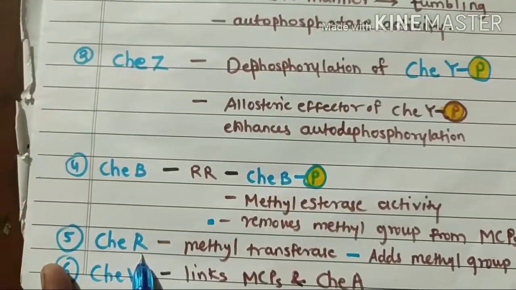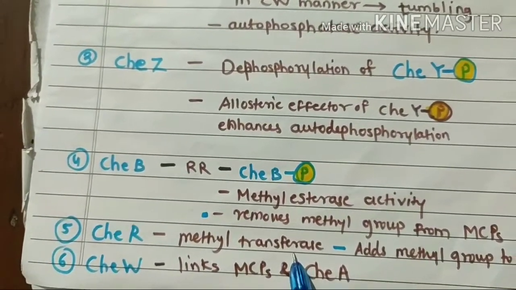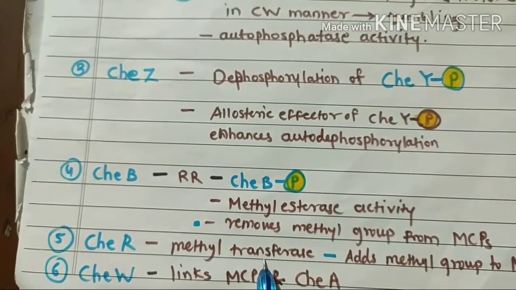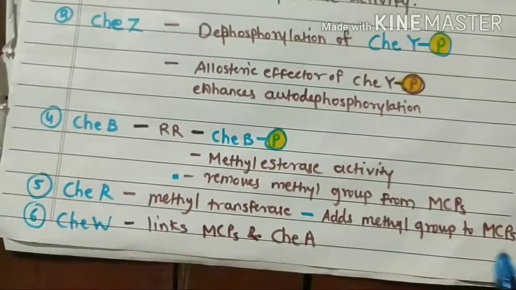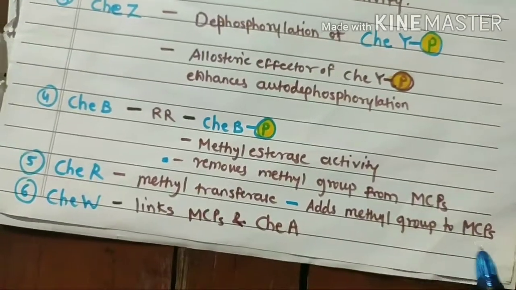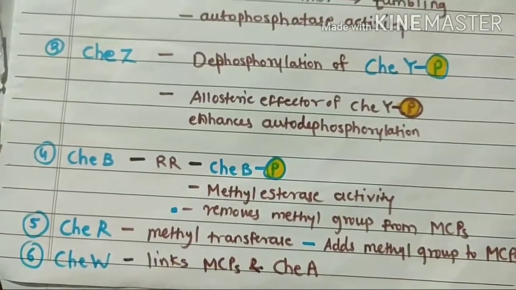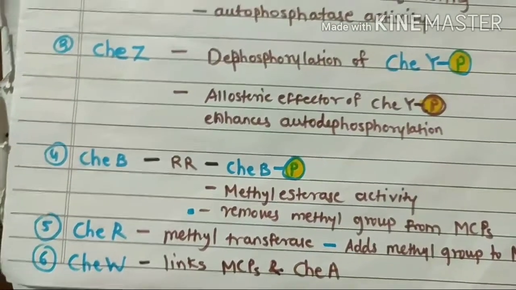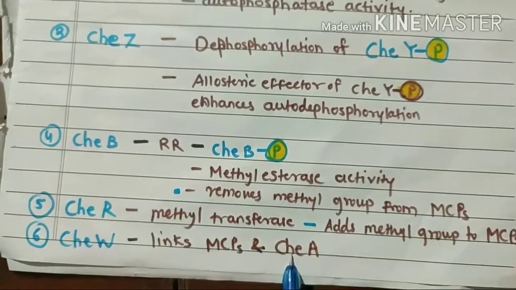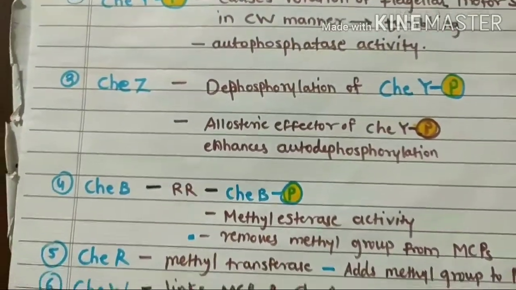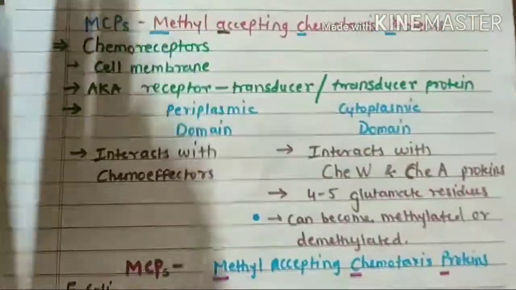Next is the CheR protein. This protein is a methyltransferase, it has methyltransferase activity, which means it can add methyl groups to MCPs, that is, to receptor proteins. Okay, so these two proteins we will see in detail when we look at the signaling system mechanism. CheW links the MCP and the CheA protein. We know that already.